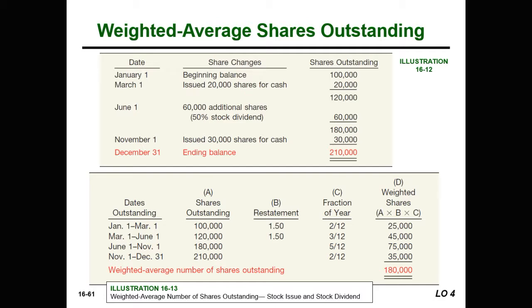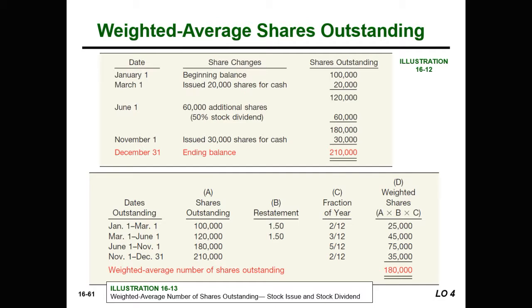Remember, we act like it began at the beginning of the year. And then we have the fraction of the year, 2 out of 12 months. When we multiply those three, we get 25,000 shares. There were 20,000 shares issued. Again, we restate it at 1.5 because of the stock dividend that occurred on June 1st. That is 3 out of 12 months, resulting in 45,000 weighted shares.